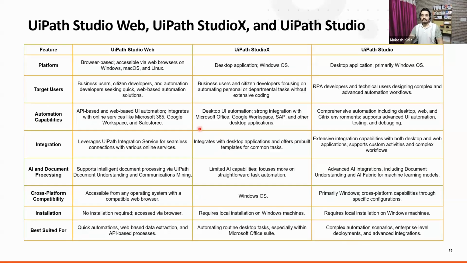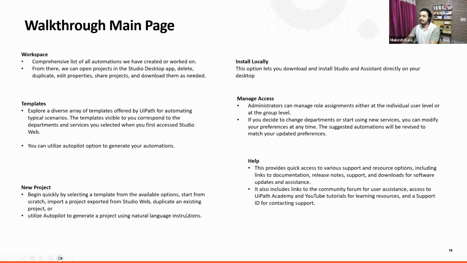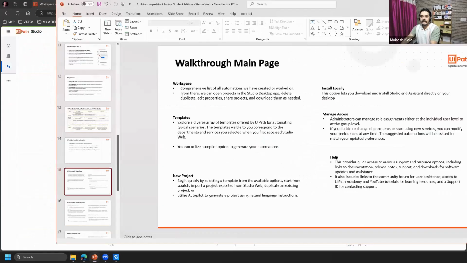And with that, let's get started. What do you need? You just need an organization. When I say organization, this is more related from a company point of view, but for a student, you just need a cloud.uipath.com account. Verify your username. Any browser will work: Chrome, Edge, Safari for Mac users. Enable the UI automation that I'll talk about when I'm doing something on UI automation. So basically, you don't need anything. You just need a browser, internet, and then we are good.